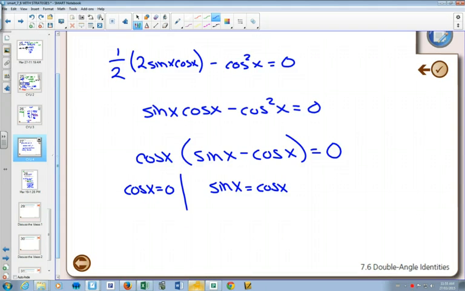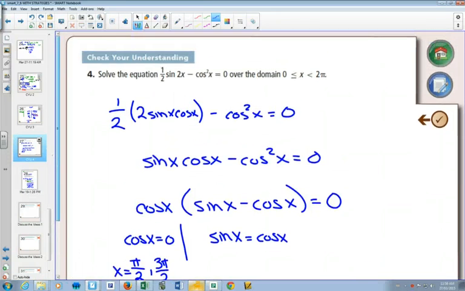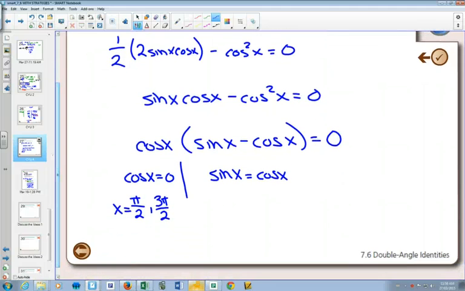When is cos x equal to 0? Pi over 2 and 3 pi over 2. Were we solving between 0 and 2 pi? Yes. So that's good. Now, when is sine x equal to cos x? The pi over 4 family, right? And it's going to be in quadrant 1, because they're both root 2 over 2, root 2 over 2. And quadrant 3, because that's where they're both negative.